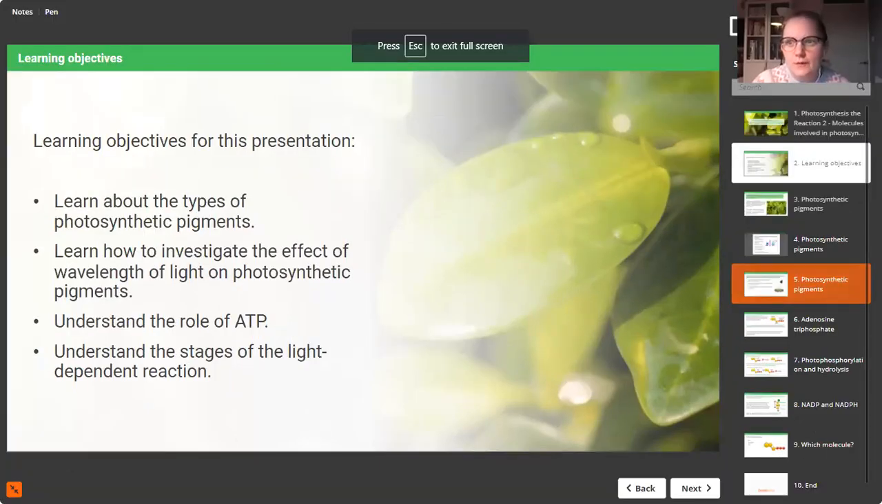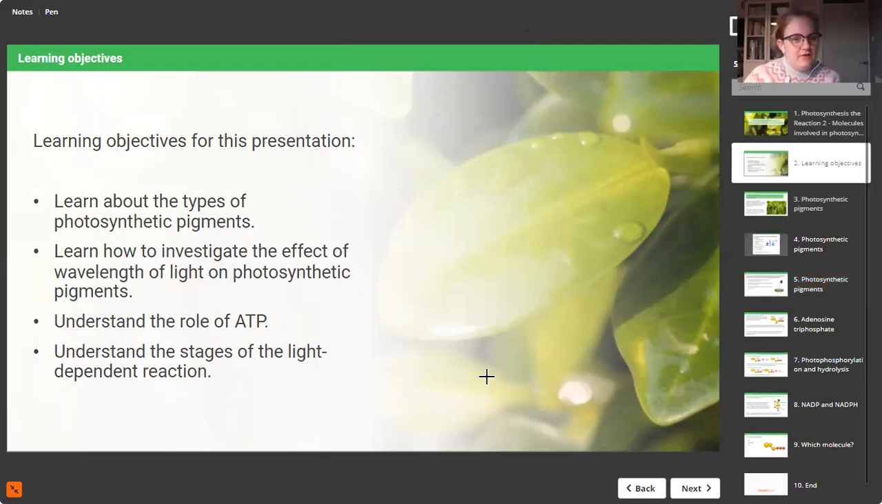Okay, so this is roughly where we got to yesterday. Look at those photosynthetic pigments. I'll do a quick recap of those because we just sort of started them at the end of yesterday. Look at how we investigate them, a quick recap of ATP, and then start to actually look at that third stage of photosynthesis, which is the light-dependent reaction.